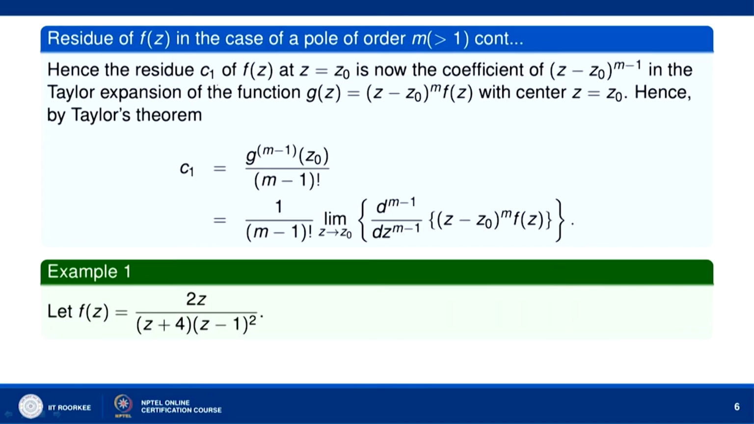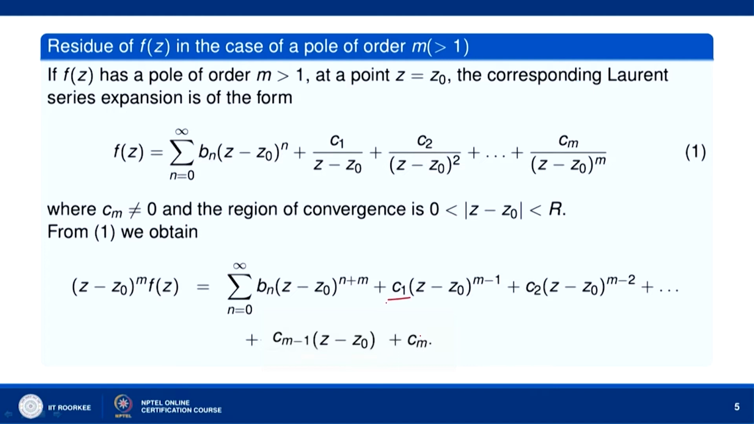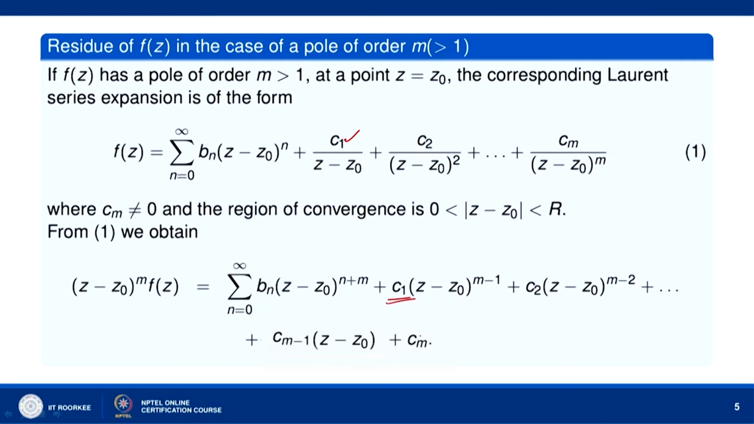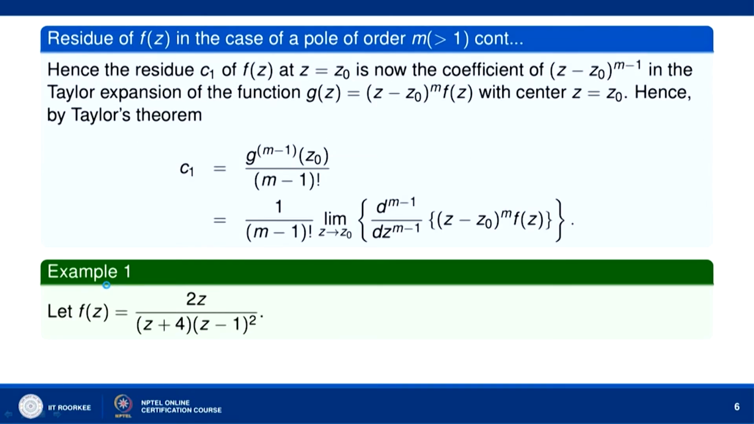So, the residue c 1 of f(z) at z equal to z naught is the coefficient of (z minus z naught) to the power m minus 1. This c 1 is the residue of f(z). As I said, the right hand side is the Taylor series of the function (z minus z naught) to the power m into f(z), because it is a power series with center at z equal to z naught.